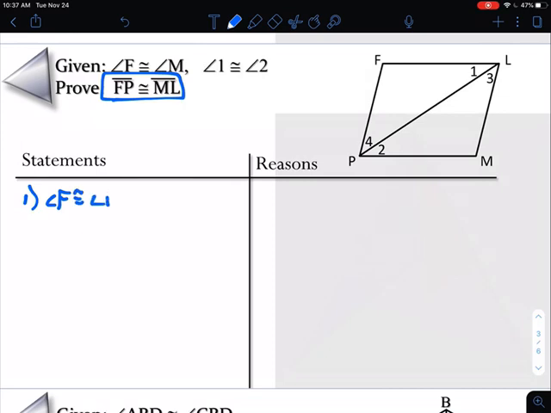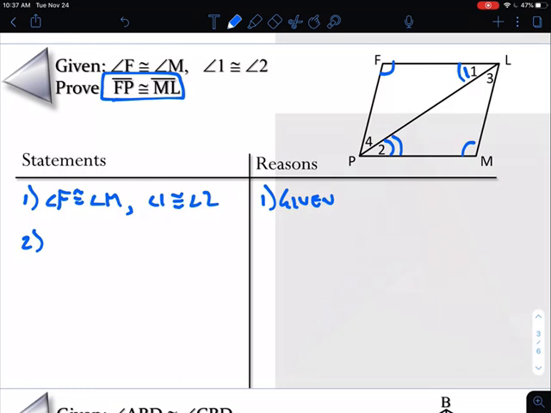So I start with the given. Angle F is congruent to angle M, and angle 1 is congruent to angle 2. So that's given to me. So angle F, marking in the picture, congruent to angle M. Angle 1 up top here, congruent to angle 2 down here. And so right again, we get 2 angles.